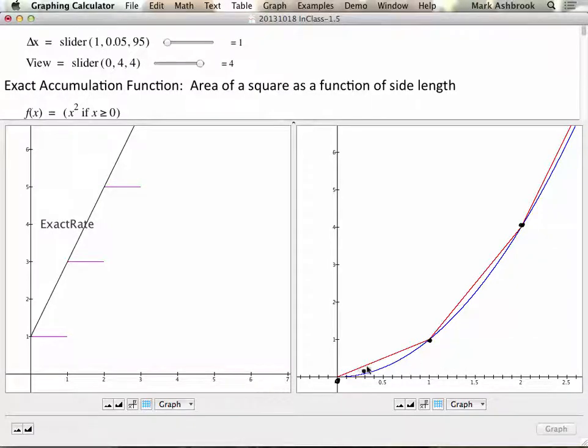Yeah, so that approximate accumulation function is coming from a delta x, and then once the delta x is set, it's coming from points on, in this case, the blue curve, the original blue accumulation curve. So it couldn't be anything else. Here's the point 1, 1, 0, 0. It can only be that segment from 0, 0 to 1, 1. And then from 1, 1 to 2, 4.